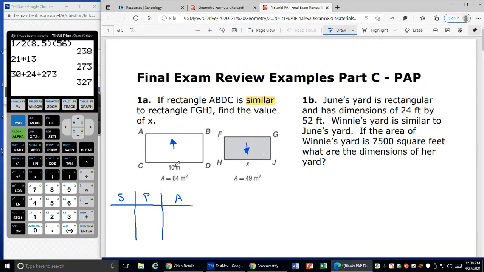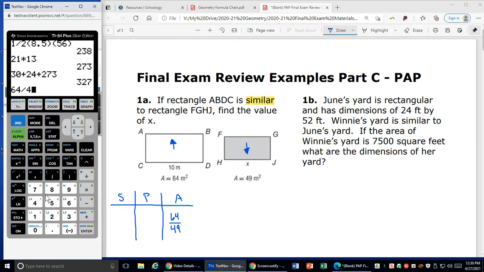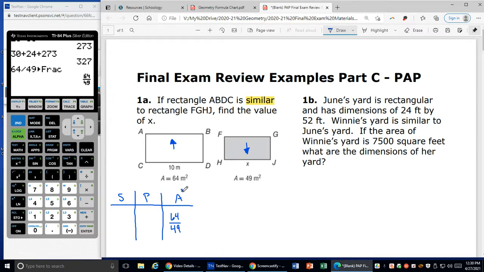What do I know two of? I have a side length of 10, but I don't know the other side, so I don't have two sides. I do have two areas, so I'm going to put those under area. My up arrow 64, my down arrow 49. Does 64 divided by 49 simplify? Nope, it stays 64 over 49. That's the ratio of my areas, which I know is squared. So I need to unsquare them to figure out what my scale factor was, or the ratio of my sides.